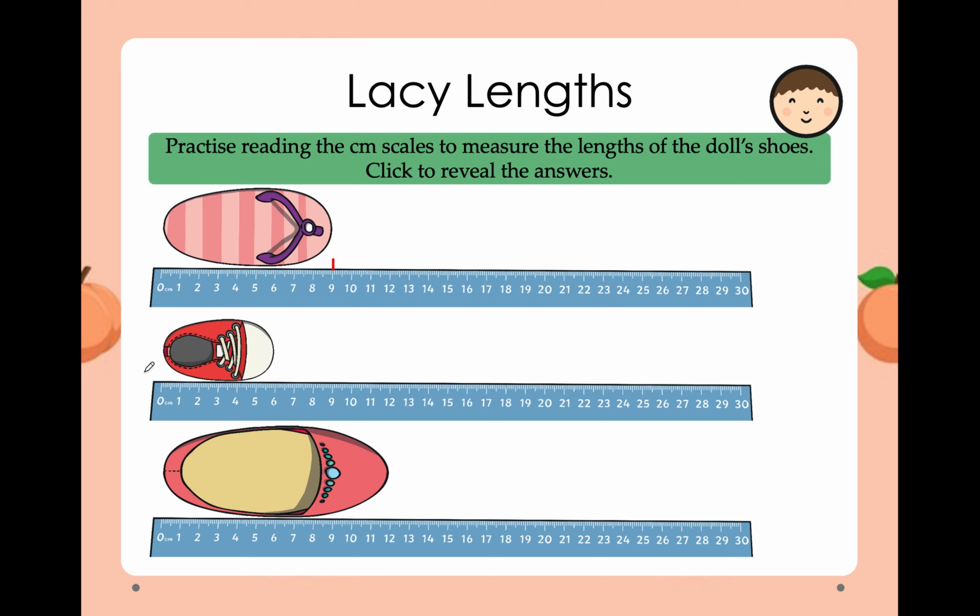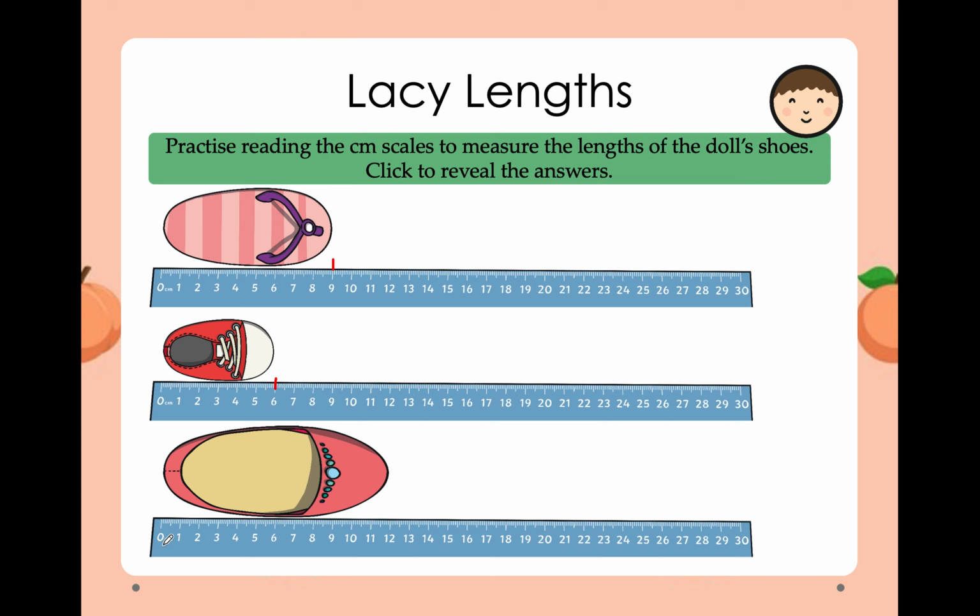Let us look at the next shoe. Here we have a shoe. We start it at the 0. At what number does the shoe end? You can see it ends at the number 6. So we can say that this shoe is 6 centimeters long.